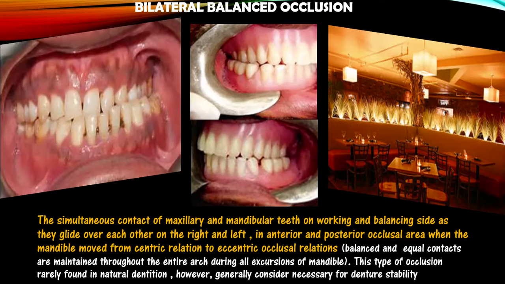هذا النوع when the mandible is moved to the right or left side, there will be simultaneous contact of maxillary and mandibular teeth on the working side and balancing side as the teeth glide over each other on right and left, in anterior and posterior occlusal area when the mandible moves from centric to eccentric. يعني ايش راح يصير عندنا هنا؟ حركة الماندبل بأي اتجاه left or right راح يصير عندنا contact بالworking وبالbalancing side. يعني both sides the opposing teeth are in contact.